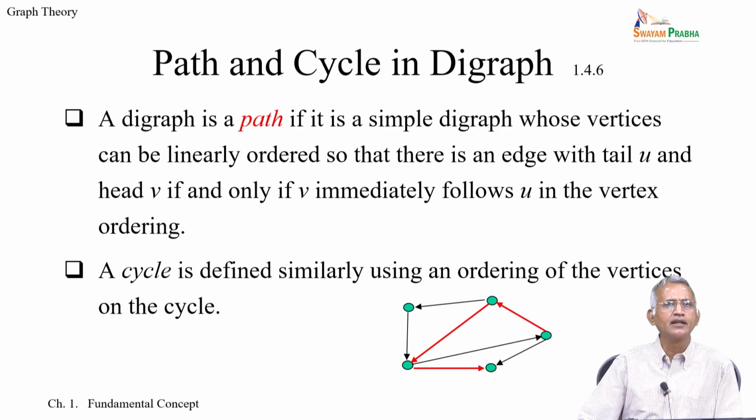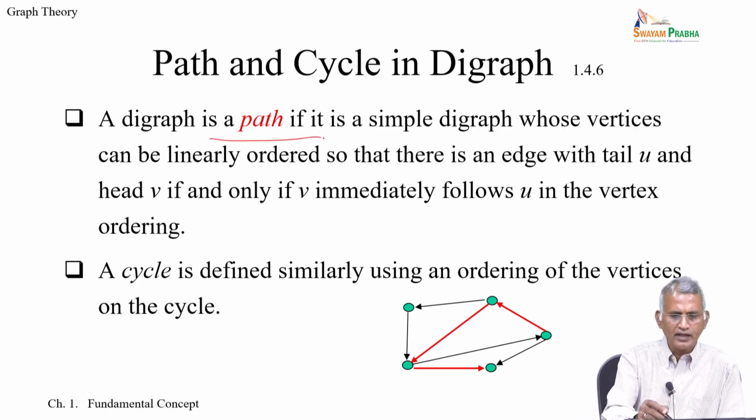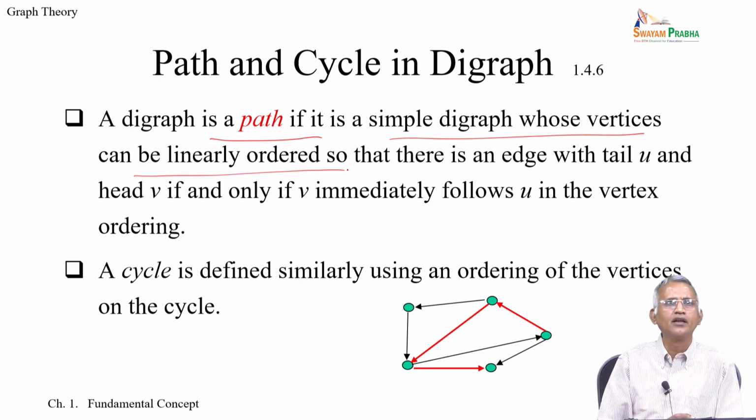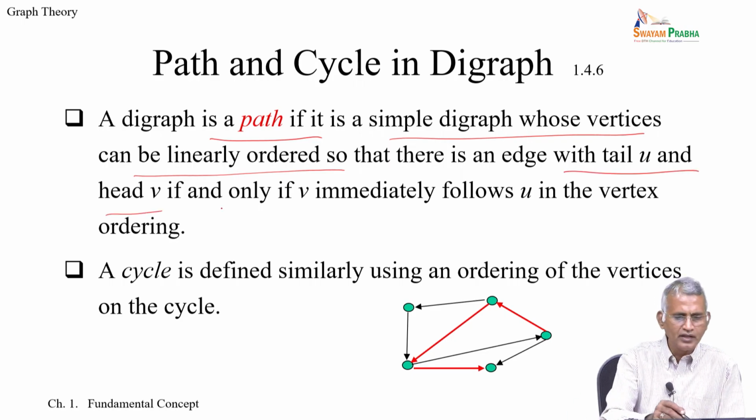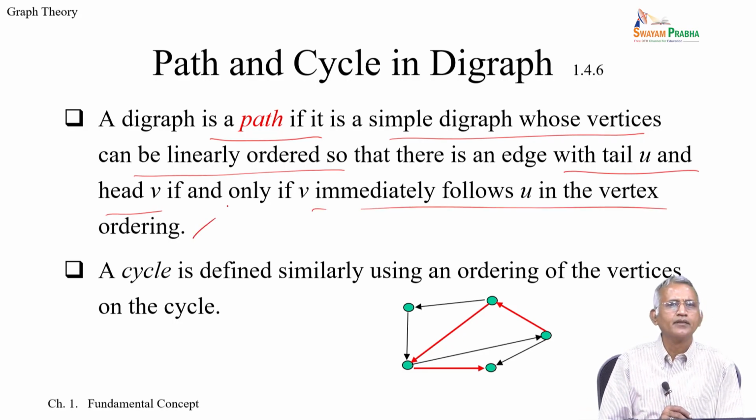Next, path and cycle in a digraph. A digraph is a path if it is a simple digraph whose vertices can be linearly ordered, so that there is an edge with tail U and head V if and only if V immediately follows U in the vertex ordering. So this is a graph with U and V. The cycle is defined similarly using an ordering of the vertices on the cycle.